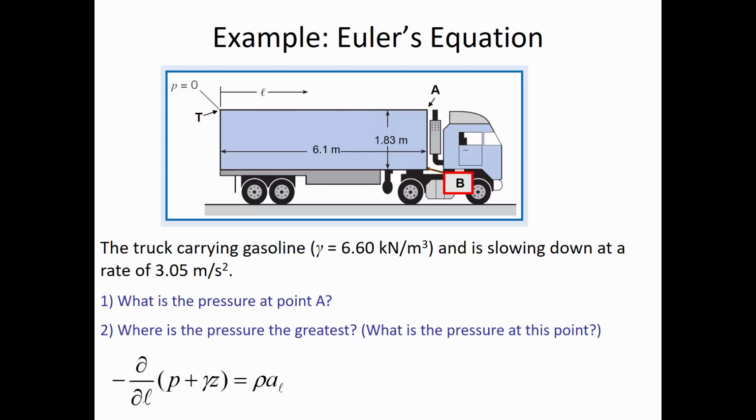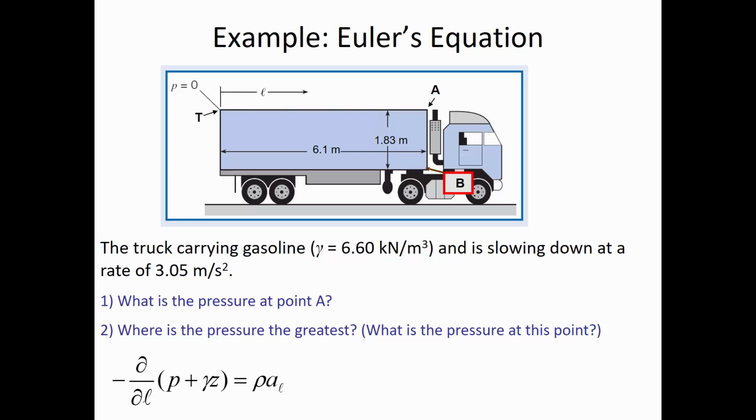And it's slowing down at a rate of 3.05 meters per second squared. What that means is that the acceleration in the x direction is minus 3.05 meters per second squared, because it's slowing down. It's already moving to the right, but its acceleration is to the left because it's slowing down. That's why I use the negative sign. You can see from the sketch we've got some dimensions here. The tank is 6.1 meters in width, and the tank depth is 1.83 meters.